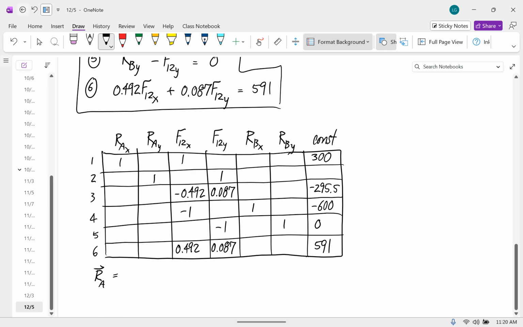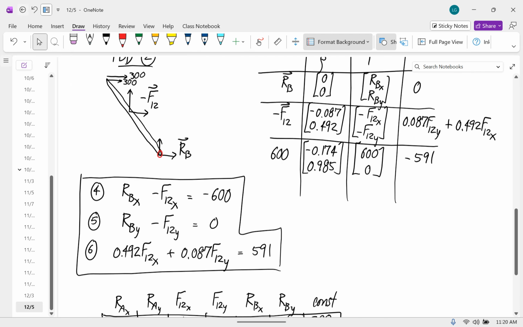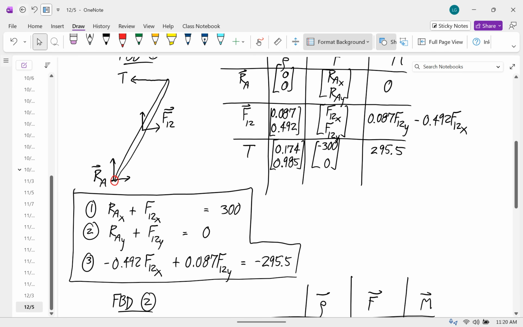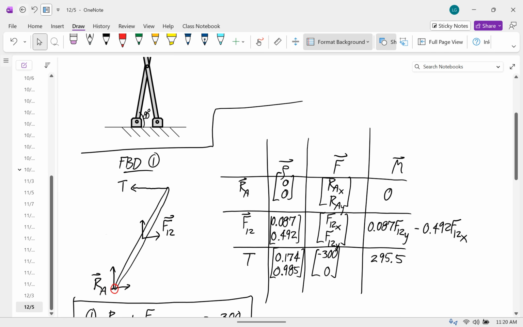So what I got is, for RA, negative 600, actually 601.0, and then negative 1698.3. Is that believable? That seems way too high.